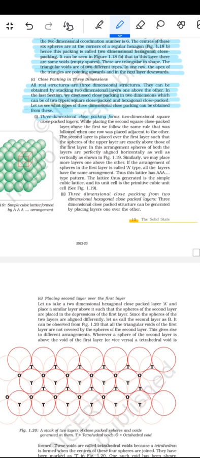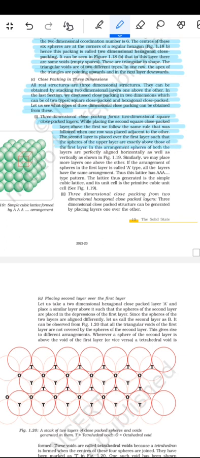So, three-dimensional close packing from two-dimensional square close packed layers. While placing the second square close packed layer above the first, we follow the same rule that was followed when one row was placed adjacent to the other. The second layer is placed over the first layer such that the spheres of the upper layer are exactly above those of the first layer.